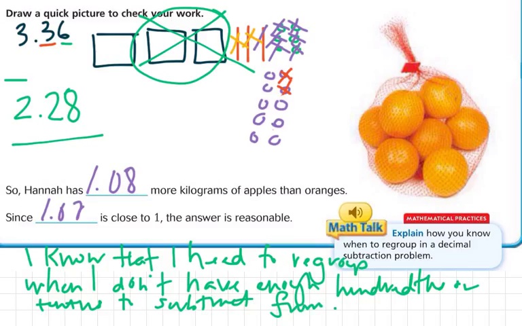And notice, boys and girls, that connects back to what we did up here. When we were looking at this problem, we only had 6/100. We needed to take away 8/100 because it wasn't possible. We had to take one of those tenths and trade it for 10/100.